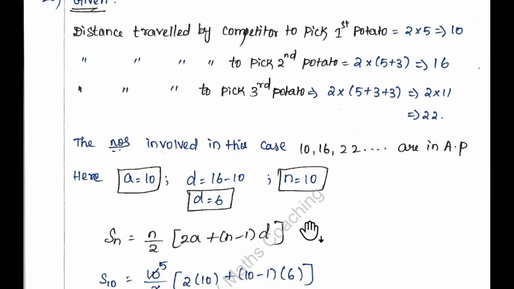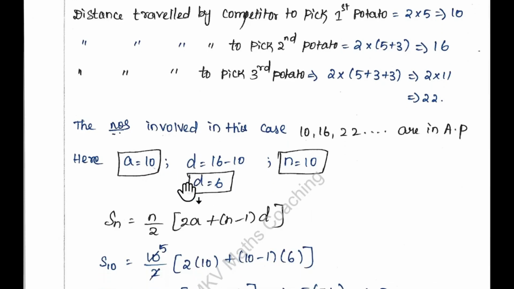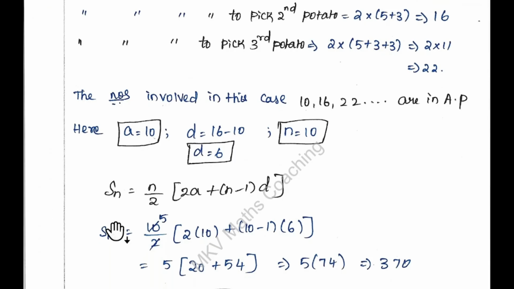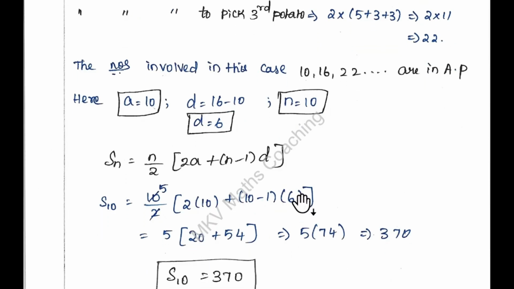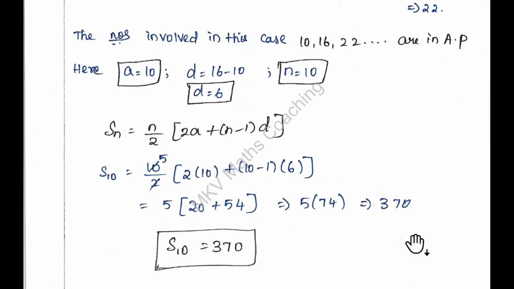Okay, so just substitute in Sn. So totally how many potatoes, right? So sum of all the potatoes. So S10, I'm going to take it. n is 10 by 2, and 2 into a is 10 and d is 6. Just substitute and calculate, you will be getting 370.